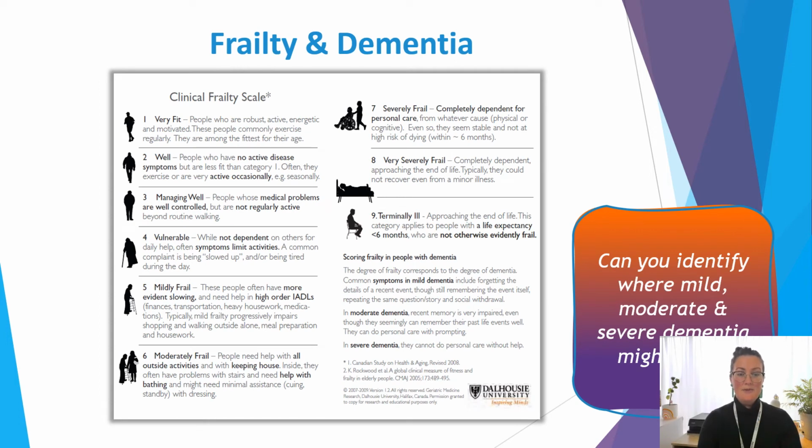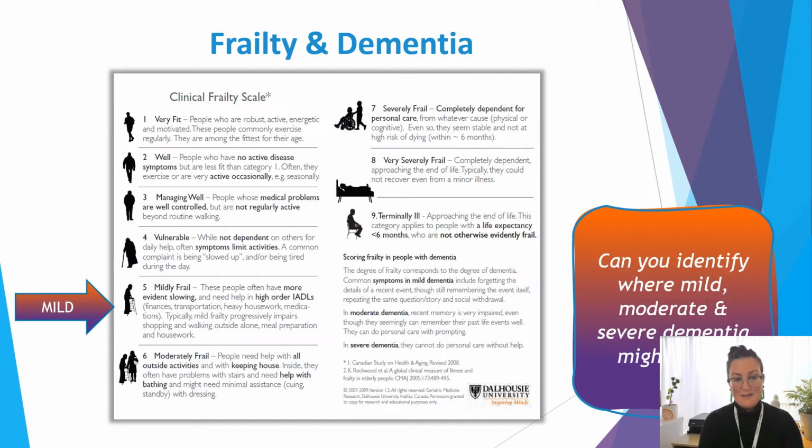The great thing about the Rockwood Clinical Frailty Scale is that it takes into account both physical and cognitive frailty. And so when we're looking after residents with dementia or Alzheimer's or a cognitive impairment, we really need to use our critical thinking and not just look at the prompts and the descriptors, but make sure we're really aligning with where the resident's currently at.